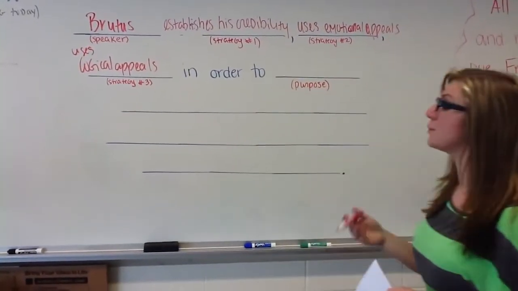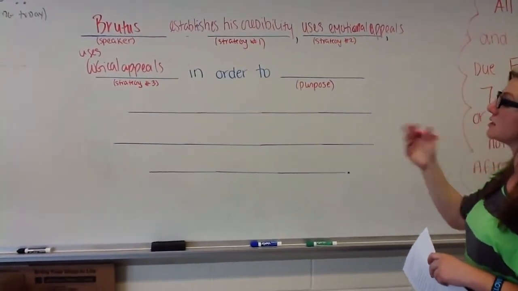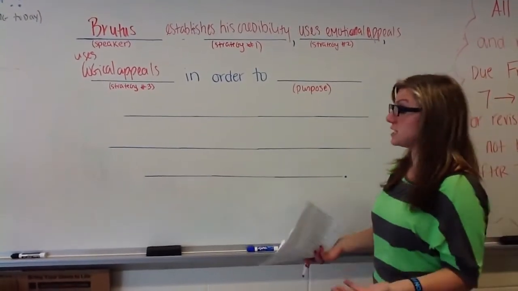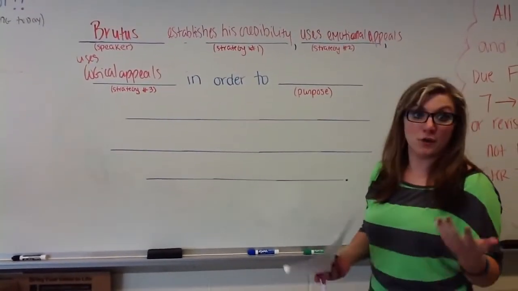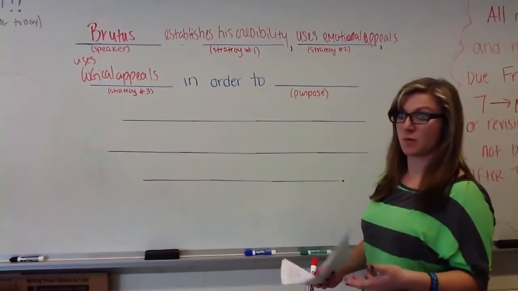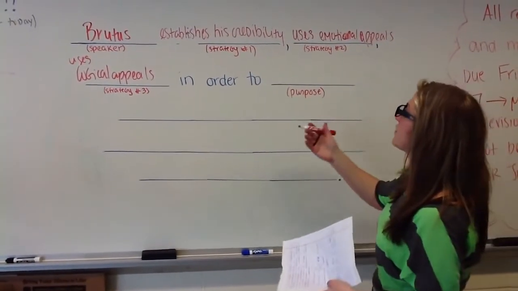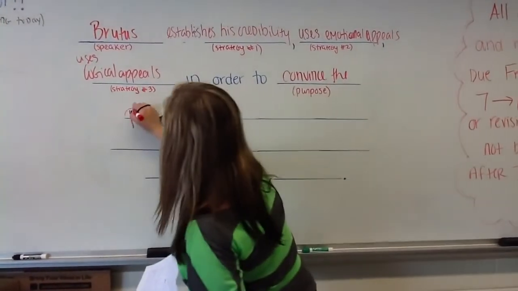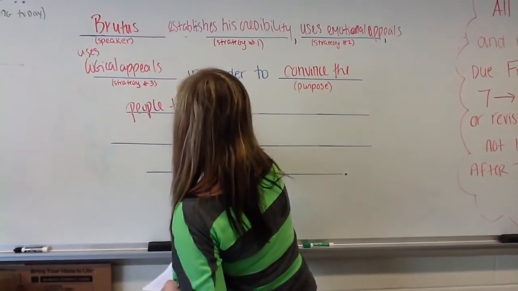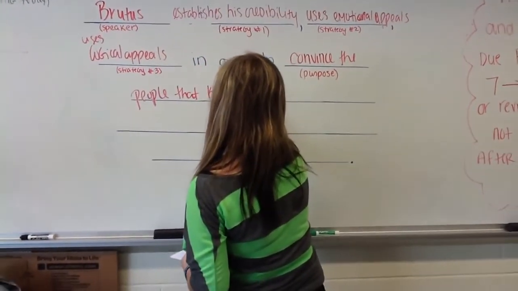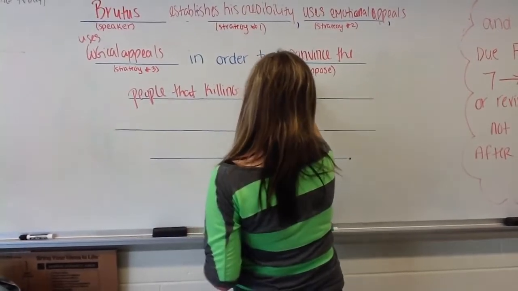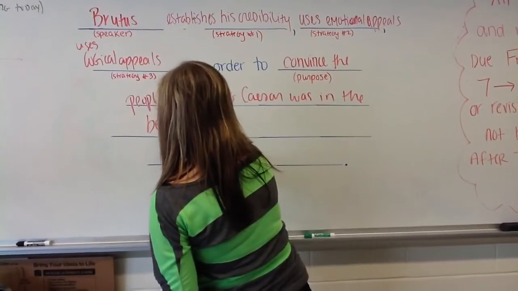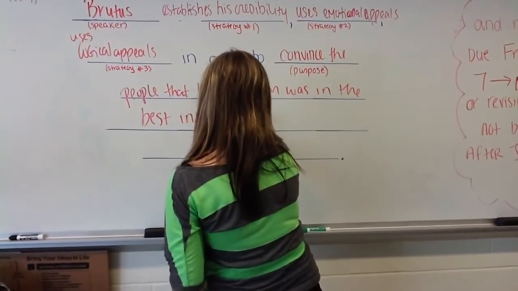Okay, in order to, so what is his purpose in using these strategies? Well, he's trying to convince the Roman people that what the conspirators did, including himself, was really for the best interest of the Roman people. So killing Caesar was what was best for them. So to convince the people that killing Caesar was in the best interest of Rome.